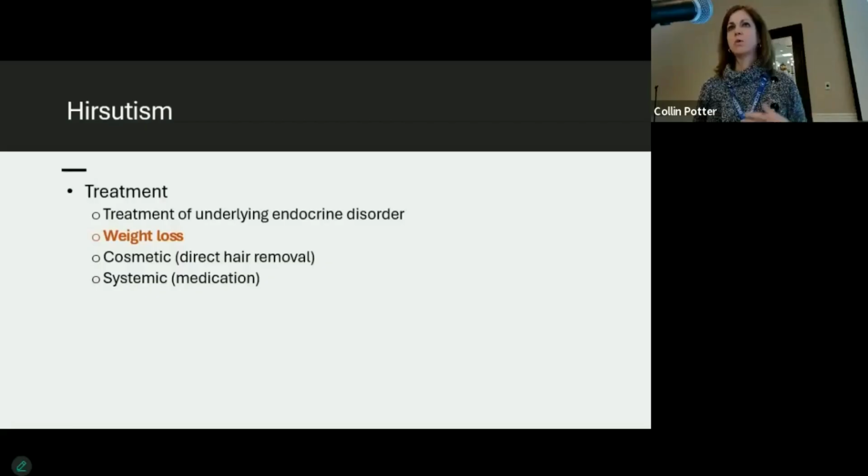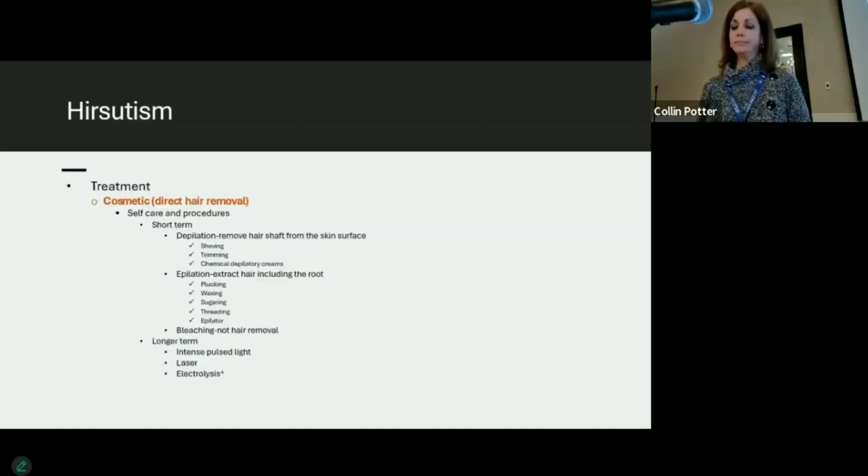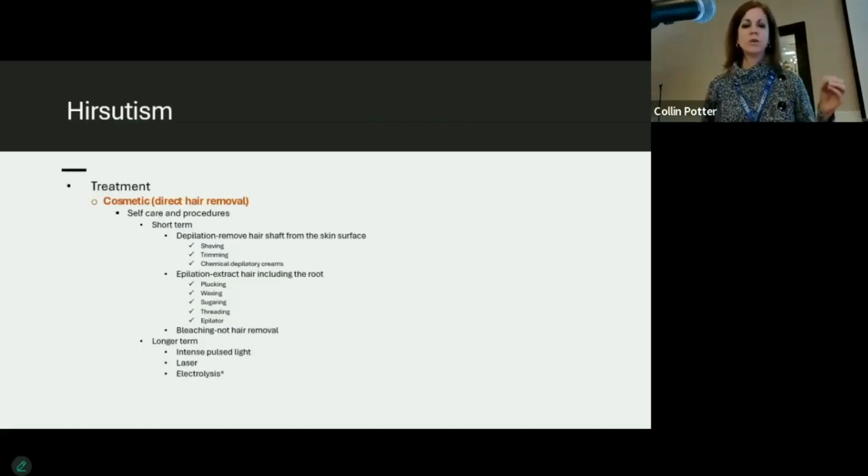So that's why I said it's important, if you haven't heard of some of these things or realized actually how they work, I was just going to show a couple of the different things that are out there. And then systemic, the medications. So let's look at cosmetic. These are things that go into the category of short-term and longer term. I don't know why this is very small font, so I apologize for that. But it's the terminology associated with it.